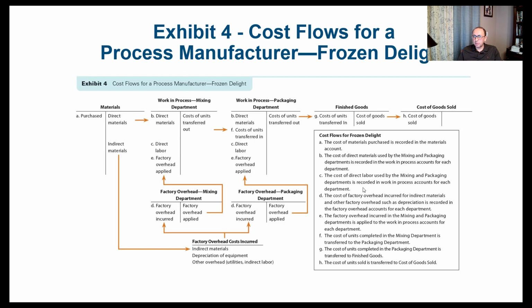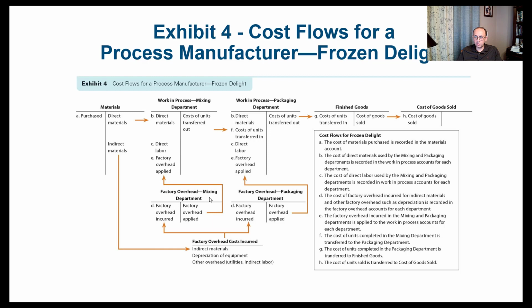And then in part C here, the cost of direct labor used by the mixing and packaging departments is recorded in the work in process accounts for each department. So again, for each department we're going to have our direct labor, and that's going to be added to the work in process. And then in part D, the cost of factory overhead incurred for indirect material and other factory overheads such as depreciation is recorded in the factory overhead accounts for each department.